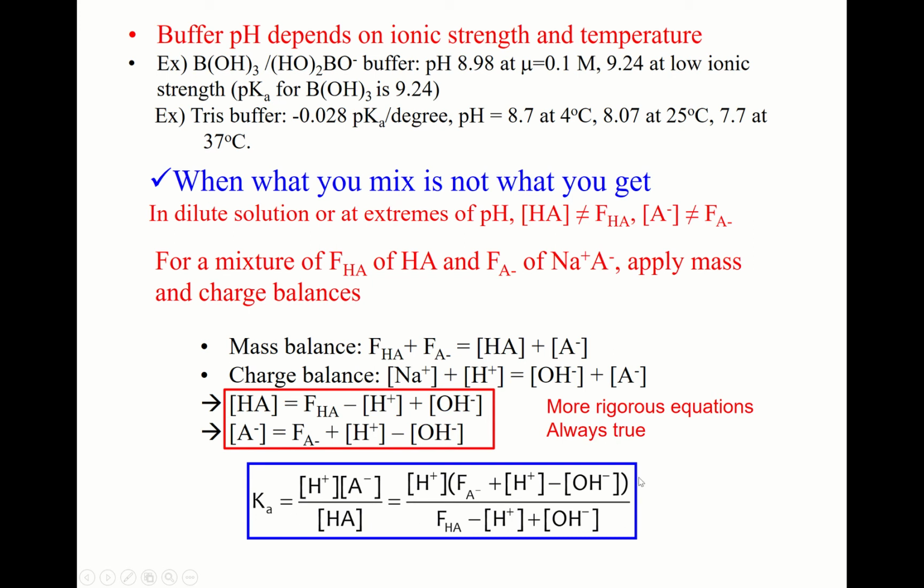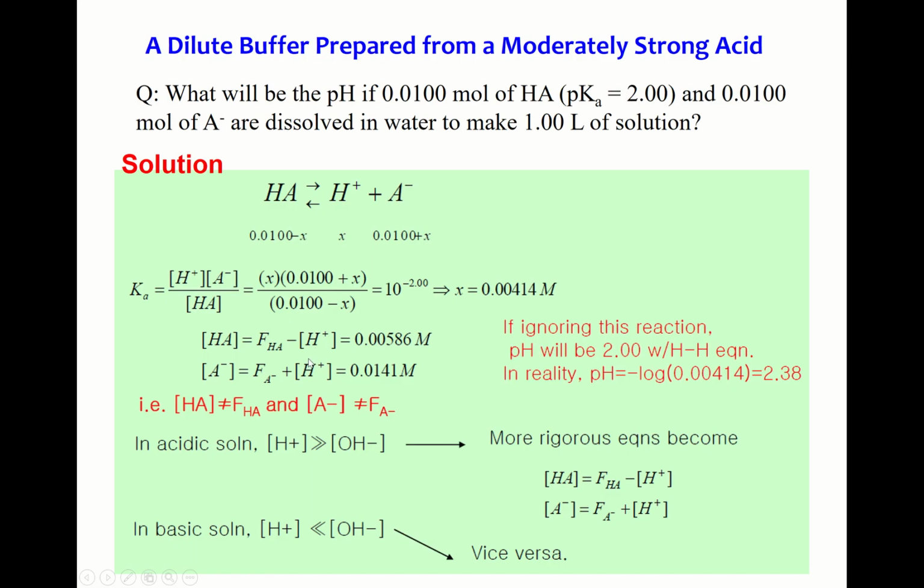To obtain this equation, we didn't have any assumption. So this is a precise equation. There is no approximation. Let's see what will happen if we make an approximation. Here is an example: a dilute buffer prepared from a moderately strong acid. Pay attention to this one. Moderately strong acid means the acid is a weak acid, but relatively strong.